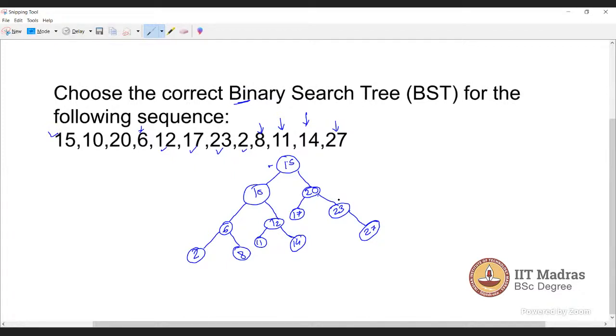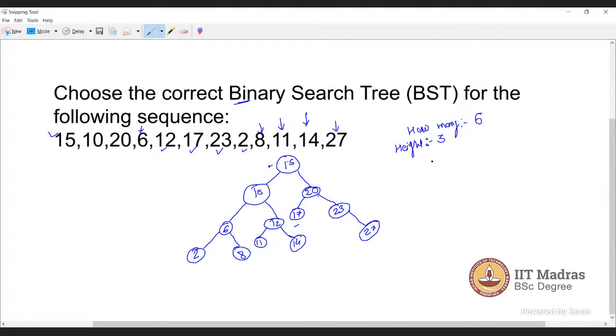What are the leaf nodes here? How many leaf nodes are here? 1, 2, 3, 4, 5, 6. Six, right? Okay, great. What is the height of this BST? 1, 2, 3. Yes, 3. Height is 3. Okay, great. Any doubt, any question in this?